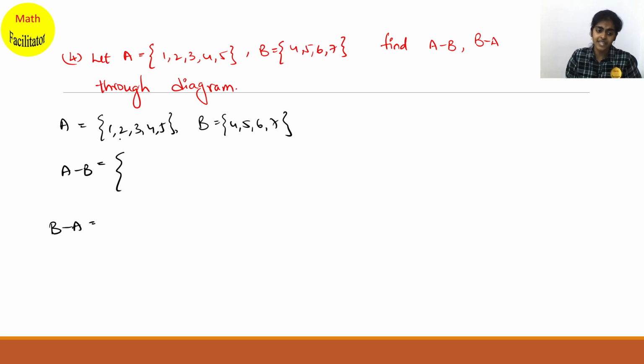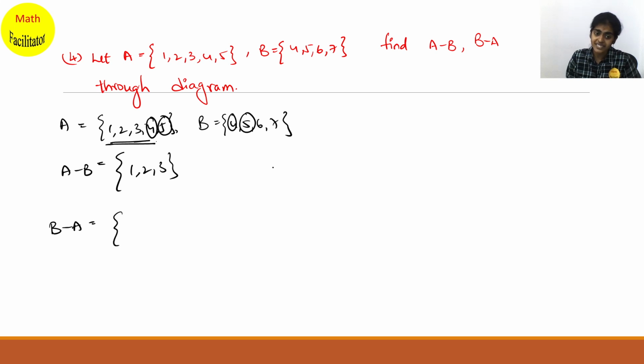A minus B means, I told you, you will consider the set A. From the set A, you will remove the common elements of A and B. See which are common. 4 is common and 5 is common, isn't it? 4 and 5 are common elements of A and B. So from A, you remove the common elements. So what is left over? 1, 2, 3 is left over. So this is A minus B.